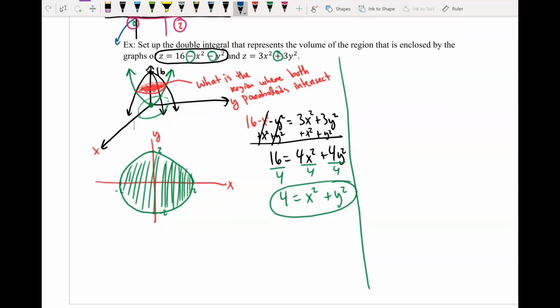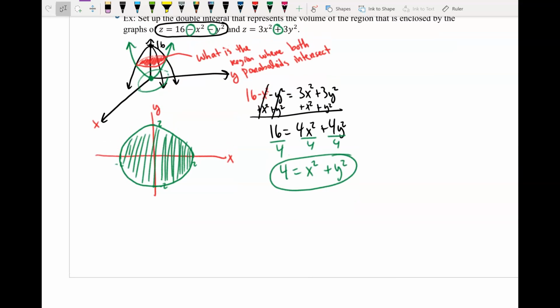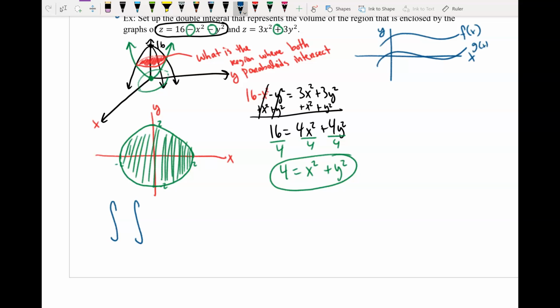Okay, so now let's go ahead and set up our double integral. Now, what's going to be inside of the integral, in the integrand? Well, if you think about the x and y integration, with a graph on top and another graph on the bottom, then remember it's the upper minus the lower. So it'll be f of x minus g of x, and you just take the integral. It's going to be exactly the same thing here.